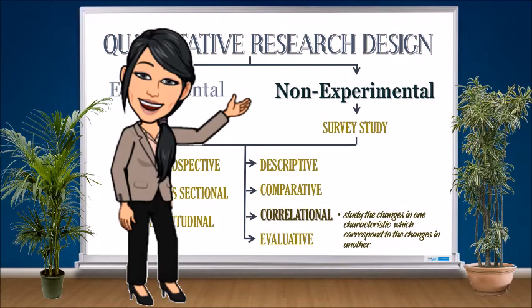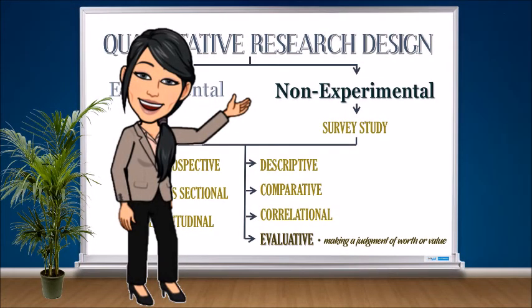Correlational. This design is used to investigate the direction and magnitude of relationships among variables in a particular population. It is designed to study the changes in one characteristic or phenomenon, which correspond to the changes in another. Evaluative. This design involves making a judgment of worth or value. It allows the researcher to delineate, obtain, and provide information that is useful for judging decision alternatives when conducting a program or service. It can be formative or summative.